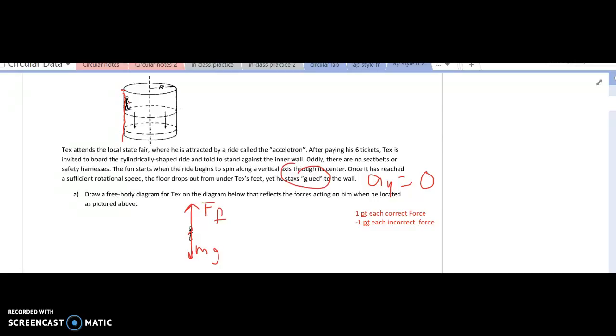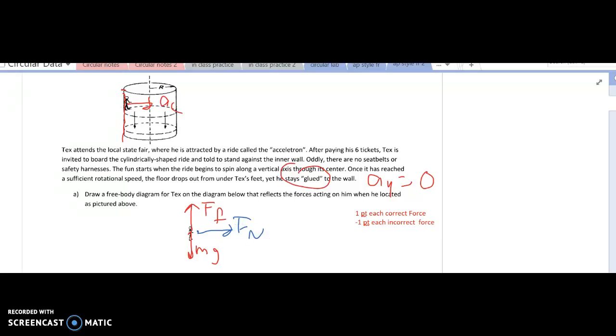The next one, we can see it's changing direction, so I have an acceleration to the center. So I also have to have a force. Now, what is that force? Well, it's again the surface. Then we know our other surface force is the force normal.